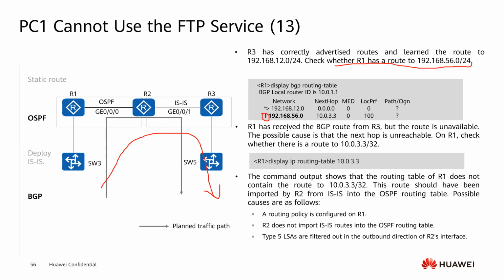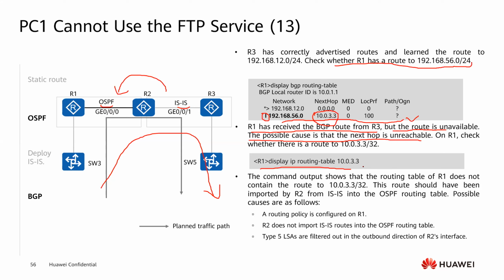Why? What may cause this phenomenon? We check that R1 has received the BGP route from R3, but the route is unavailable. So the possible cause is that the next hop is unreachable. The next hop is 10.0.0.3. This is OSPF, and this is IS-IS. Maybe because they are different IGP protocols, R1 can't find a useful next hop.